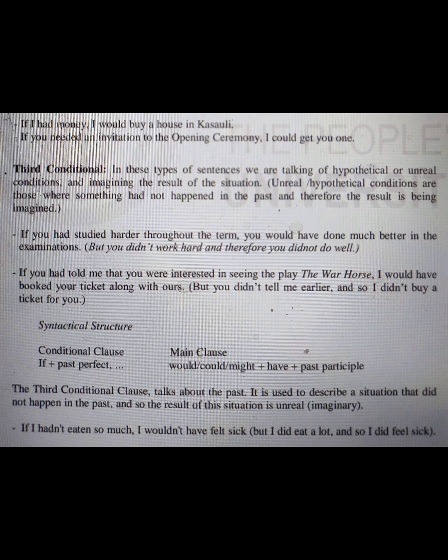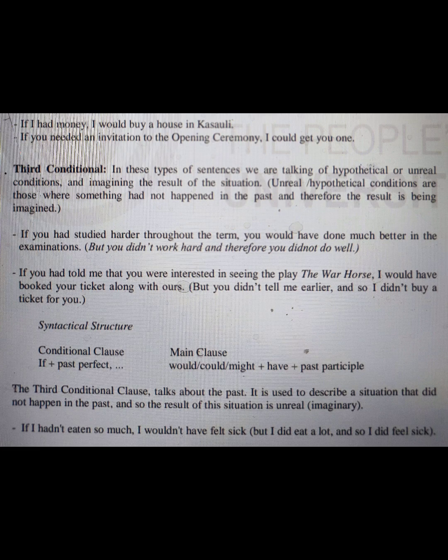If I had money, I would buy a house in Kasauli. If you needed an invitation to the opening ceremony, I could get you one. Third conditional. In these types of sentences we are talking of hypothetical or unreal conditions, and imagining the result of the situation. Unreal, hypothetical conditions are those where something had not happened in the past and therefore the result is being imagined. If you had studied harder throughout the term, you would have done much better in the examinations.